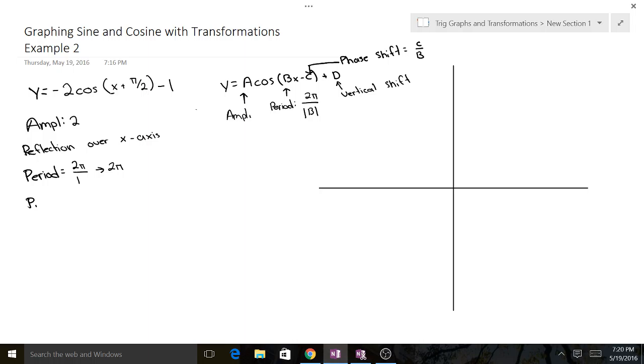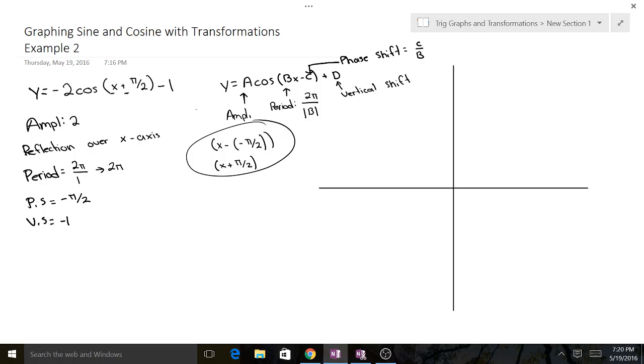We do have a phase shift, however, and the phase shift can be defined as c over b. So c is actually a negative, and the reason is that the formula says bx minus c, so right now we have x minus negative pi over 2, because that's what c is, and that turns into x plus pi over 2. So the phase shift is typically going to be the opposite sign of this. So phase shift here is negative pi over 2. Hope that makes sense. And then the vertical shift, I'll just write VS is -1. That just means we move down by 1.